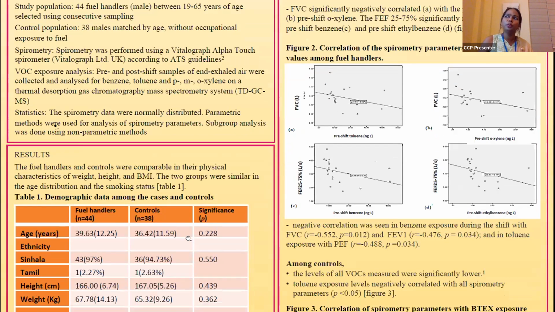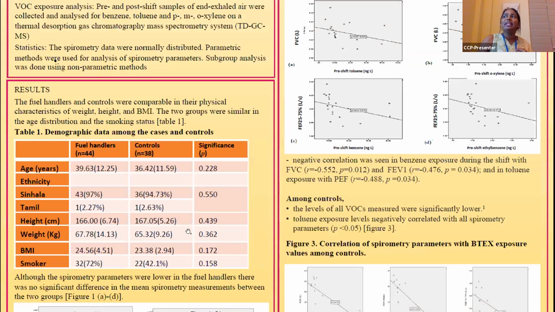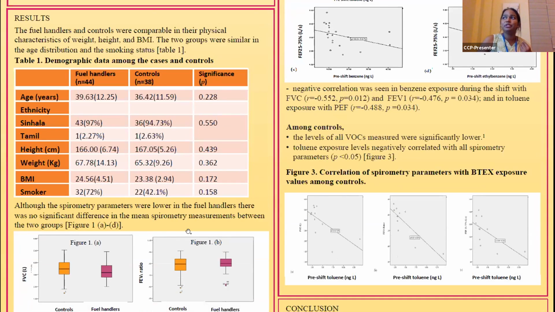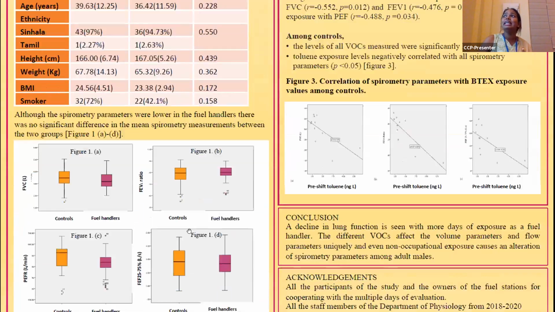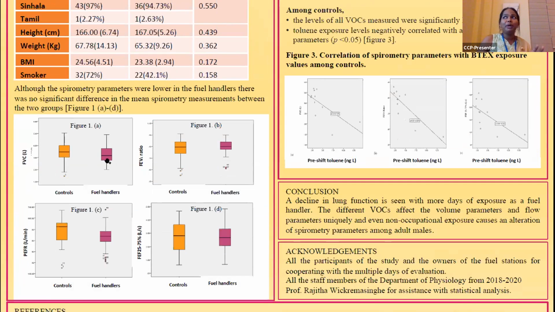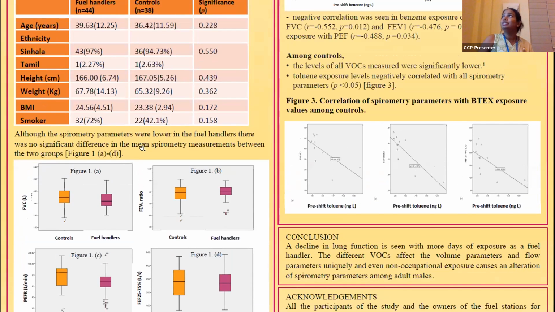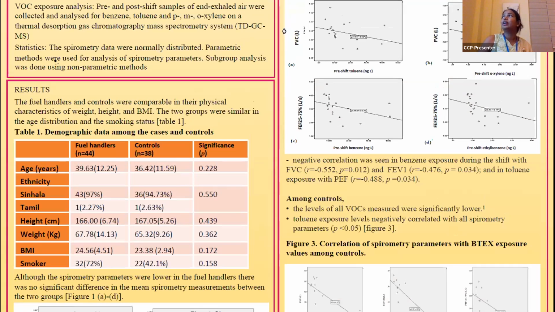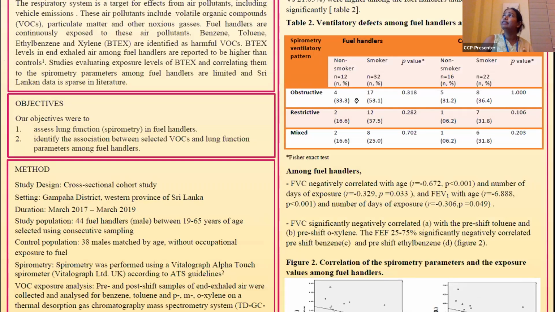Both groups were relatively comparable, and looking at the specific mean spirometric measurements, we did not see any statistical significance, despite the spirometric parameters being slightly lower in the fuel handlers group. When we looked at the spirometric patterns, we saw that in the fuel handlers, obstructive, restrictive, as well as mixed patterns were more prevalent than in the control group, but this was also not statistically significant.